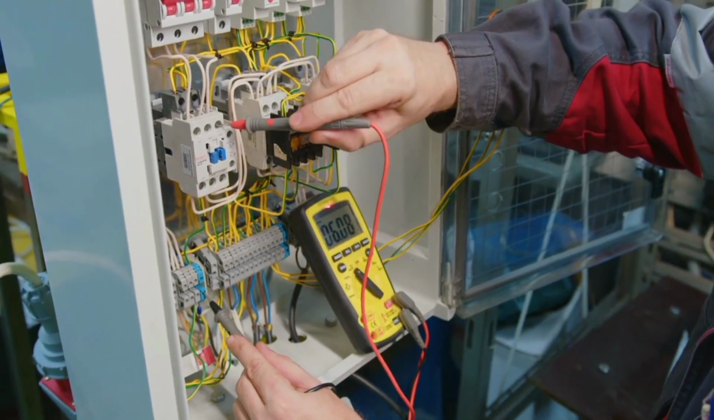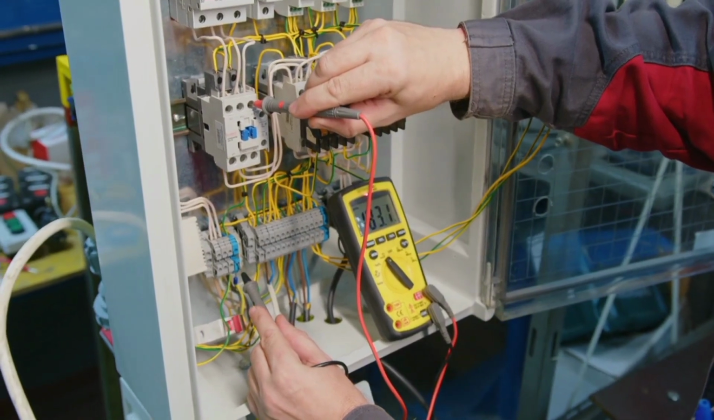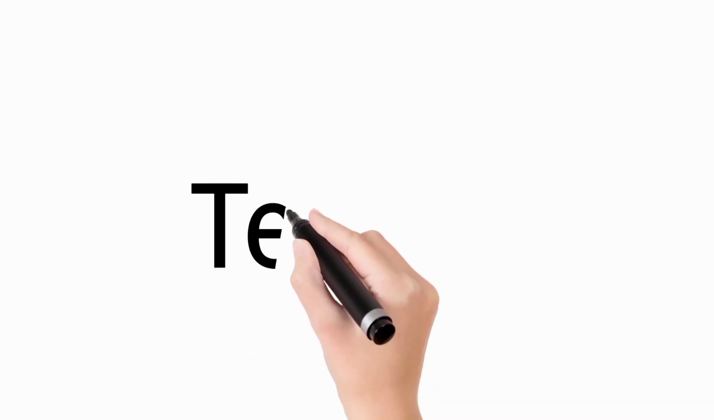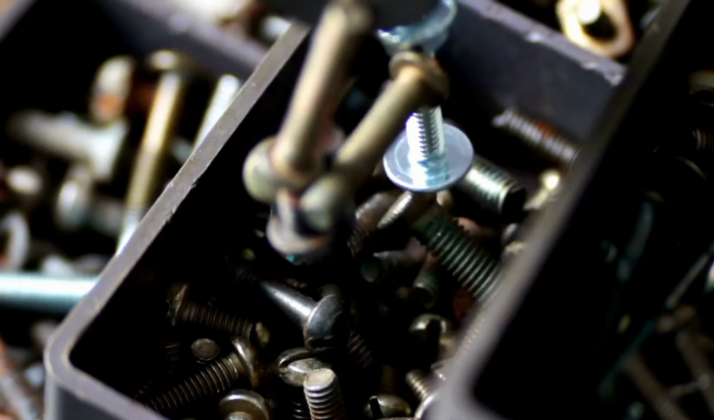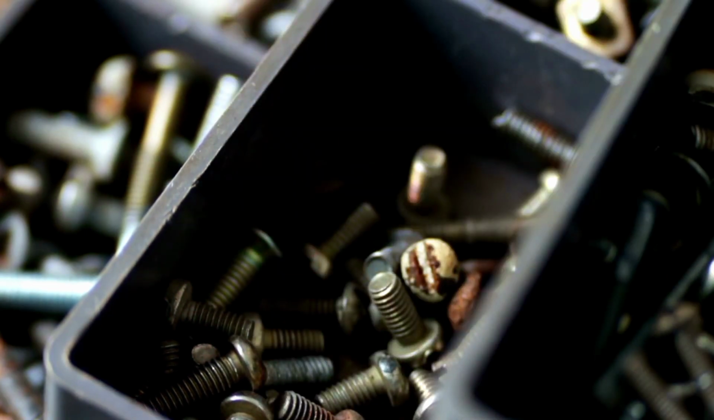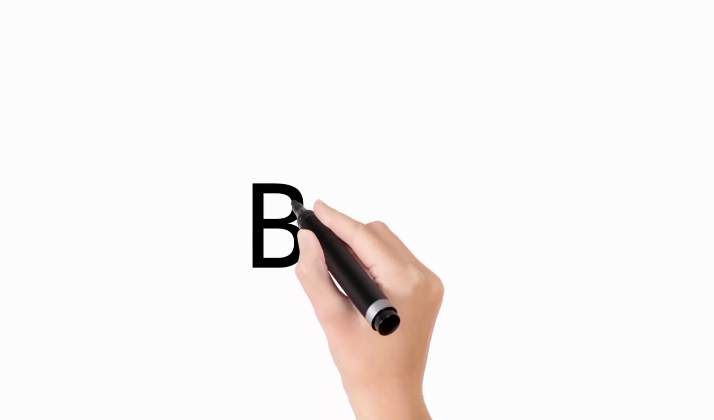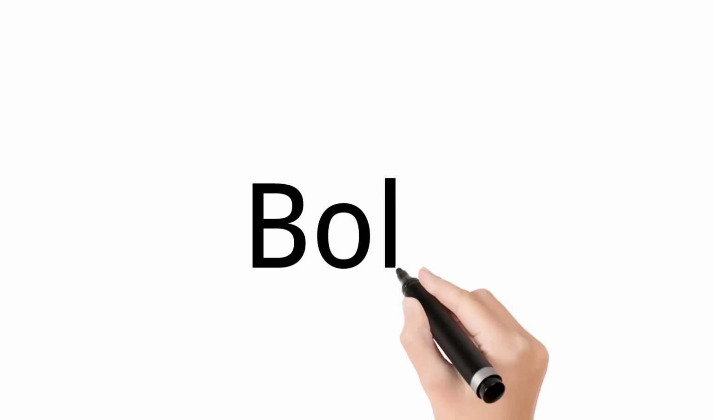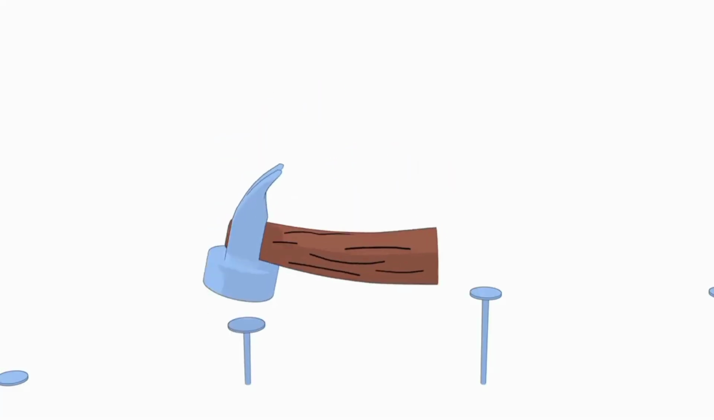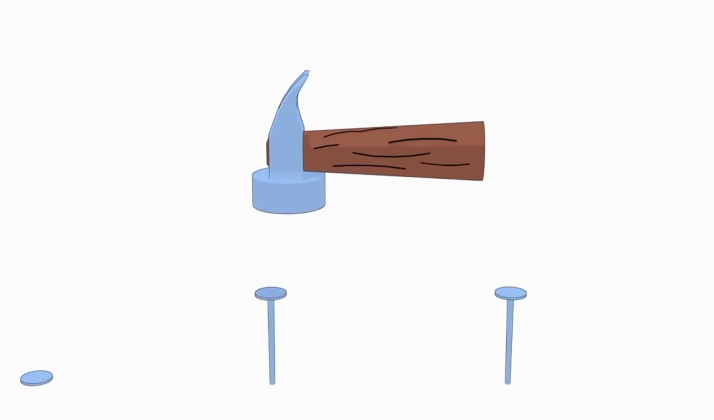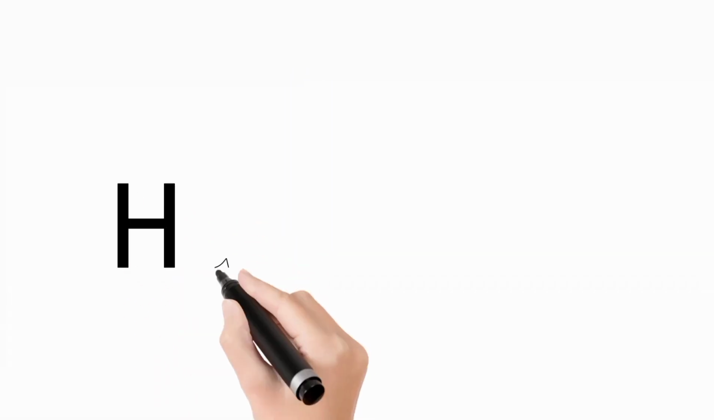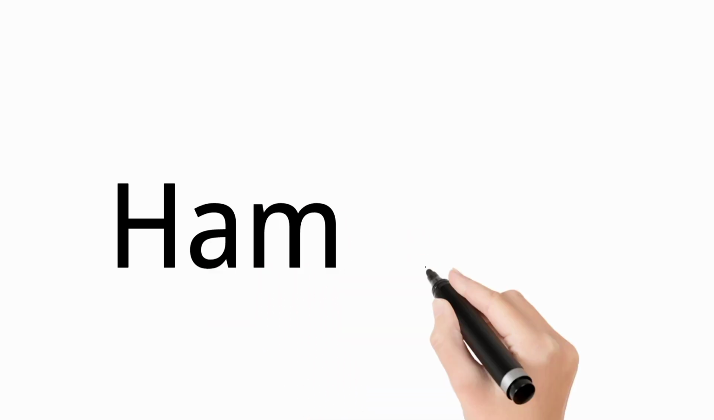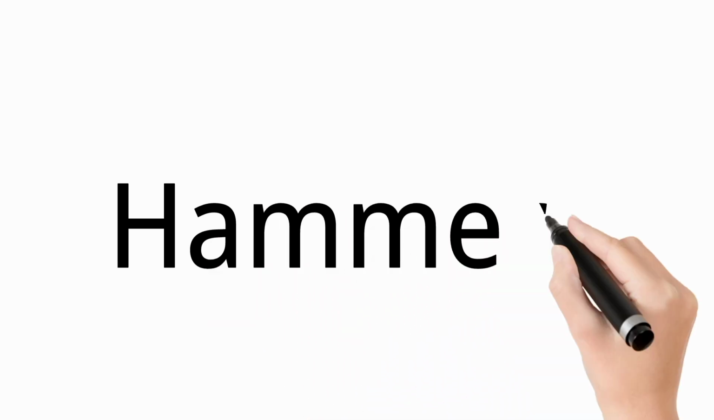This is tester, used for checking electricity. T E S T E R, tester. These smallest tools are called bolts. B O L T, bolt. This is hammer. And now we will learn spelling. H A double M E R, hammer.